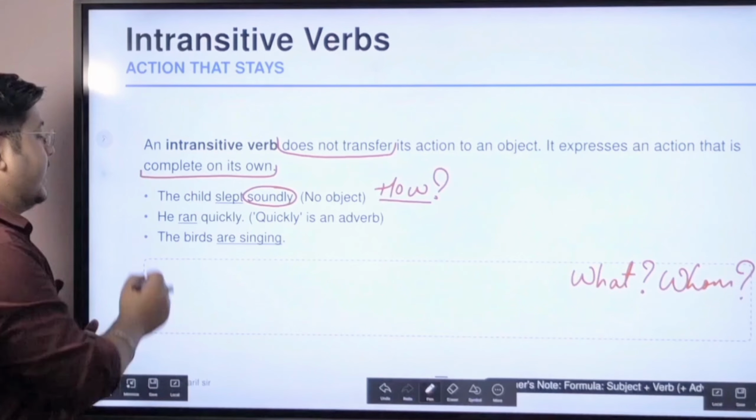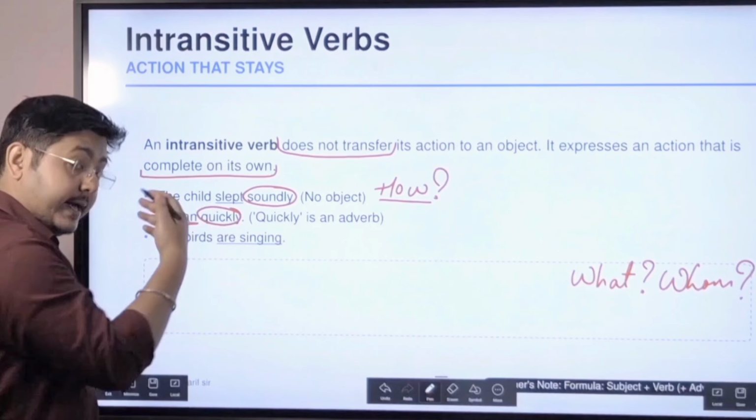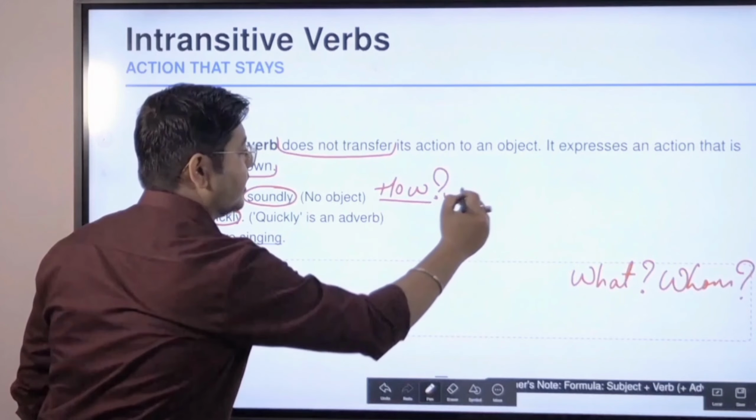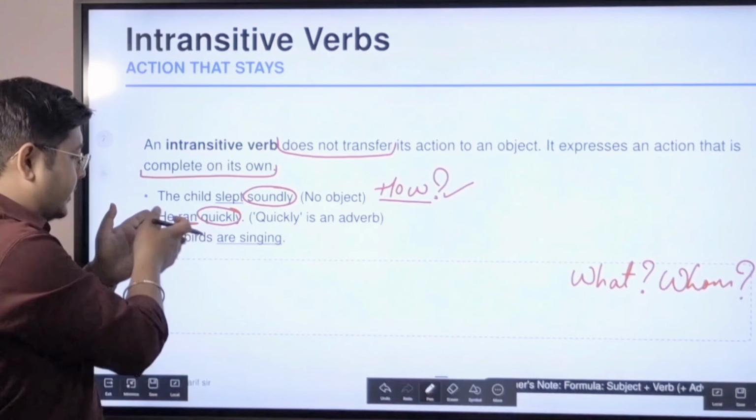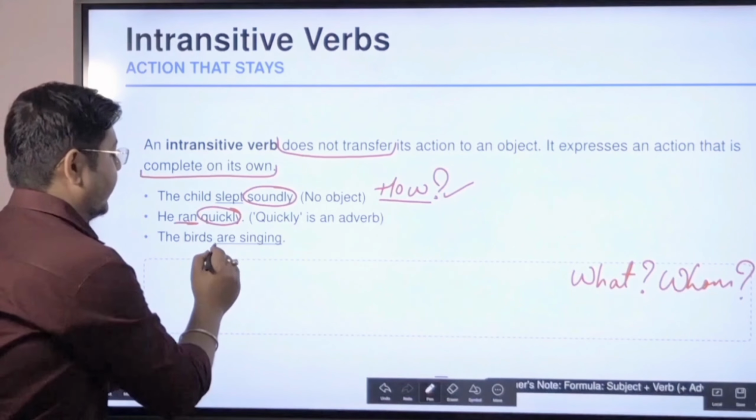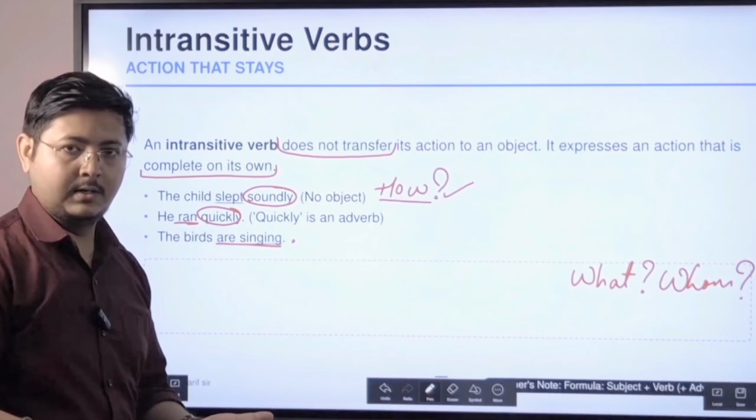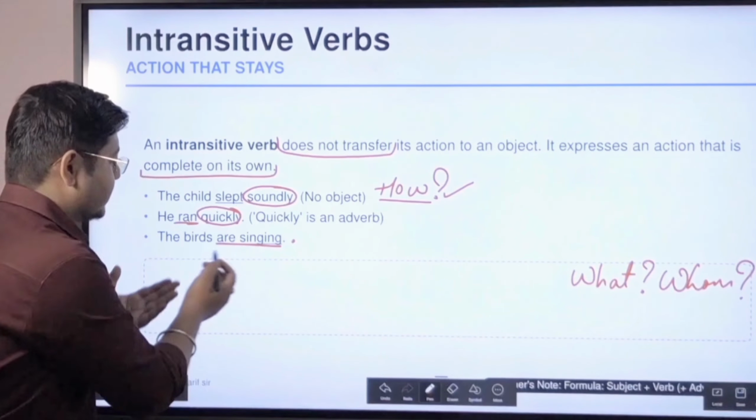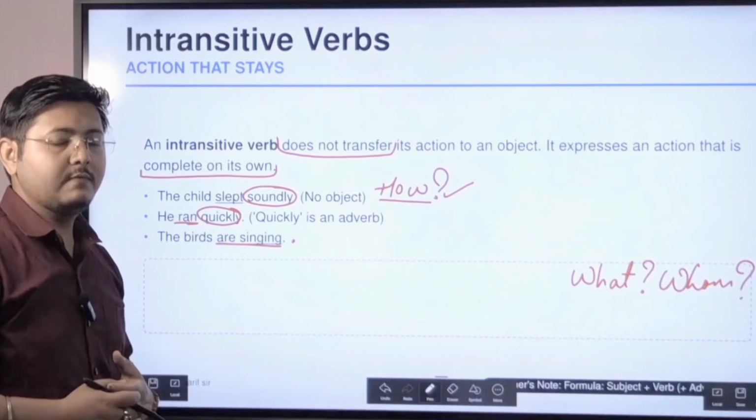The second example, he ran quickly. Ran is the action. Quickly is there, but again it is answering the question how. So it is not the object of the verb, and ultimately this verb is an intransitive verb. And the third sentence, the birds are singing, and after this there is a full stop. It doesn't even have any word. In that case, these two verbs, are singing, are to be called intransitive verbs.